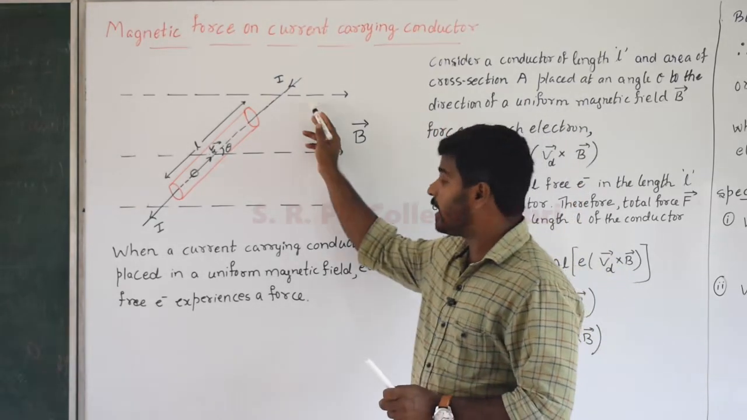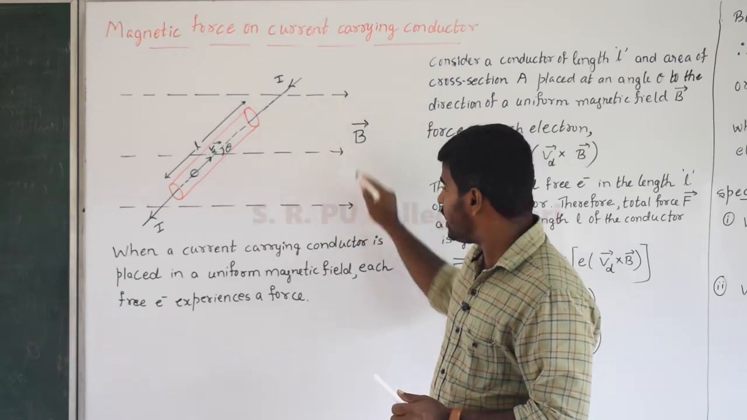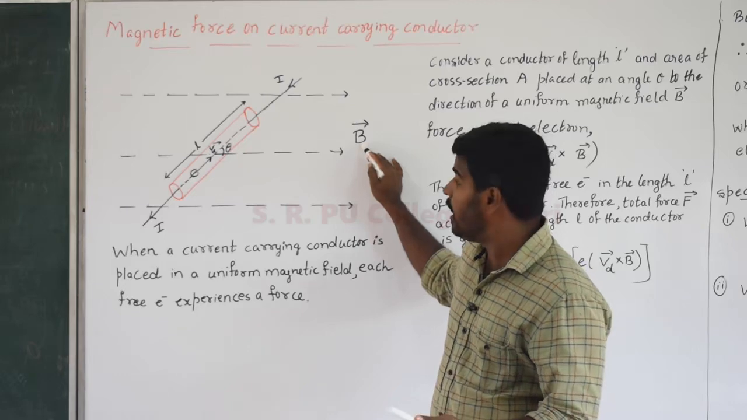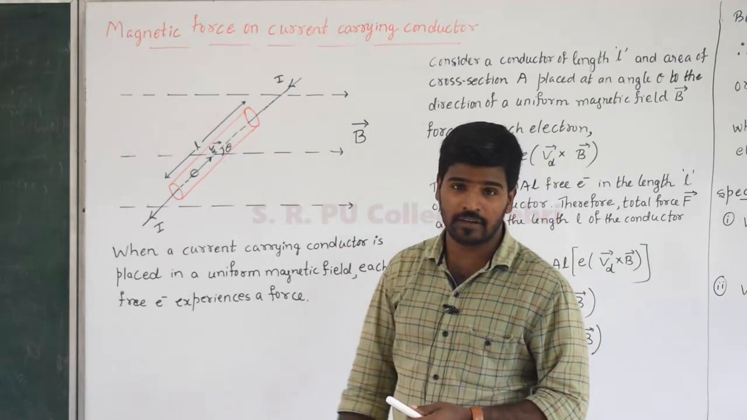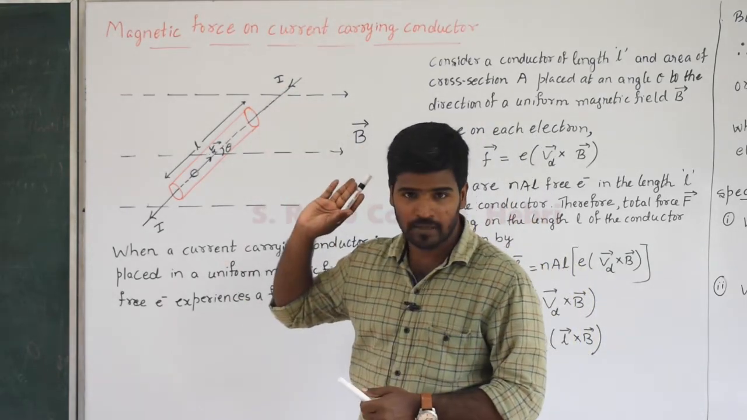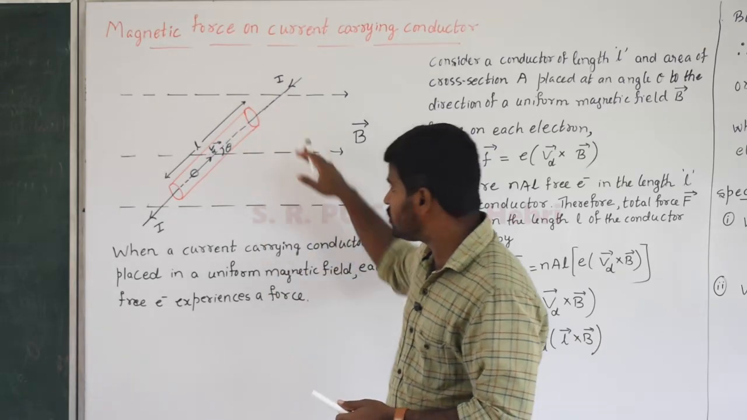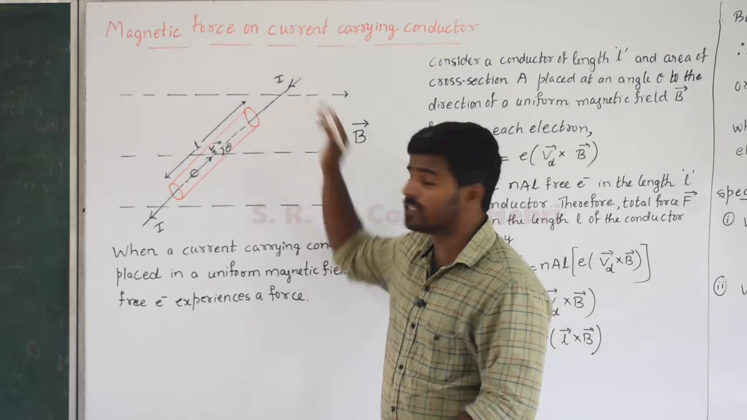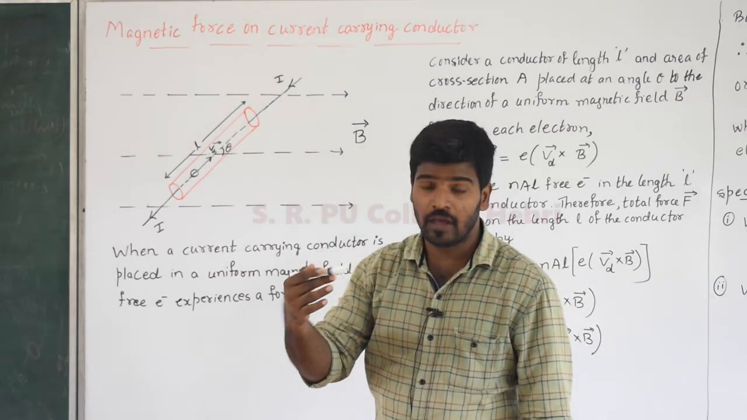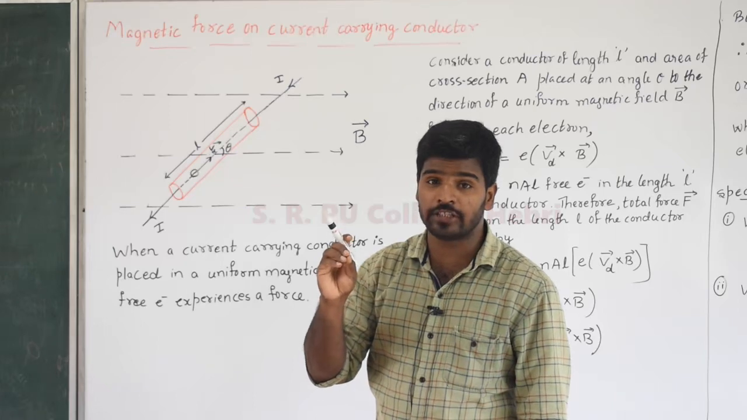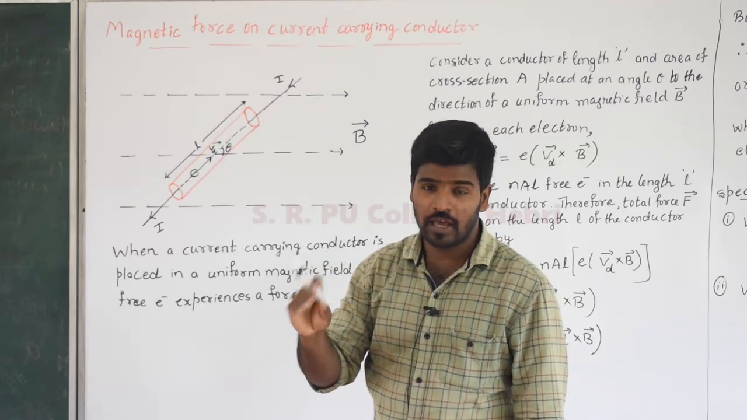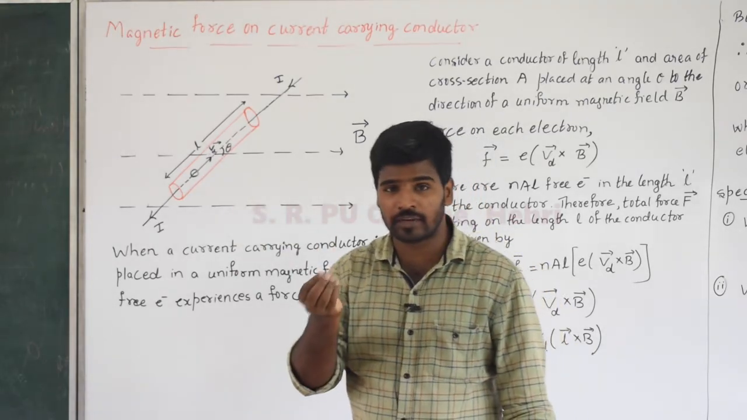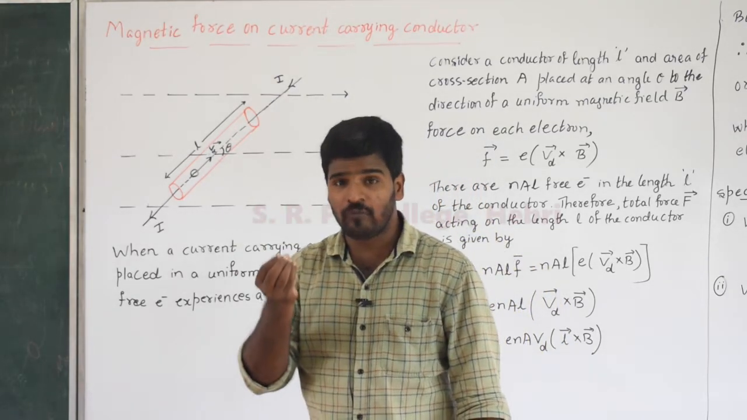In the diagram, this arrow indicates the magnetic field B vector, which is an external magnetic field. Is it clear? In that field we place a conductor which carries a current I. The conductor is placed in a uniform magnetic field. The very important thing is that the majority charge carriers in the conductor are free electrons, as stated in the chapter on current electricity.